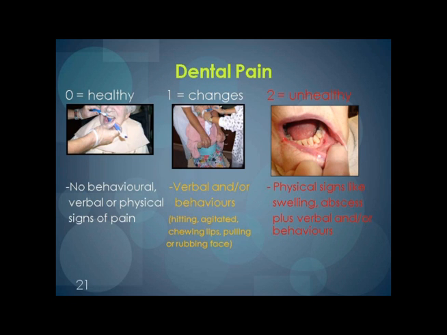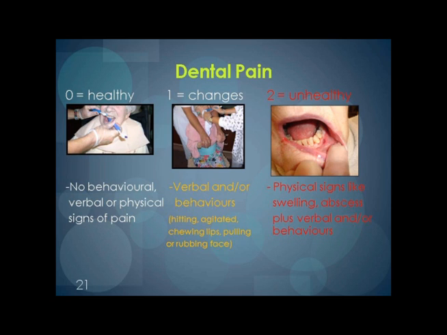Dental pain often goes unrecognized, particularly if a resident is unable to communicate verbally. Careful monitoring is essential. If there is no behavioral, verbal, or physical sign of pain exhibited, then the resident can be deemed to be healthy. For level 1 or 2 categories, referral is always advised. A level 1 category would be recorded where a resident is agitated, resists oral care, exhibits verbal and/or behavioral signs of pain such as pulling at the face, chewing lips, refusing to eat, and even aggressive behavior.